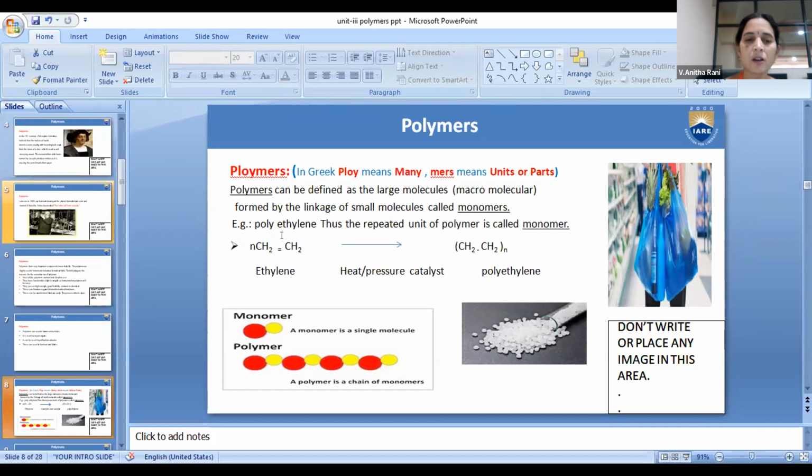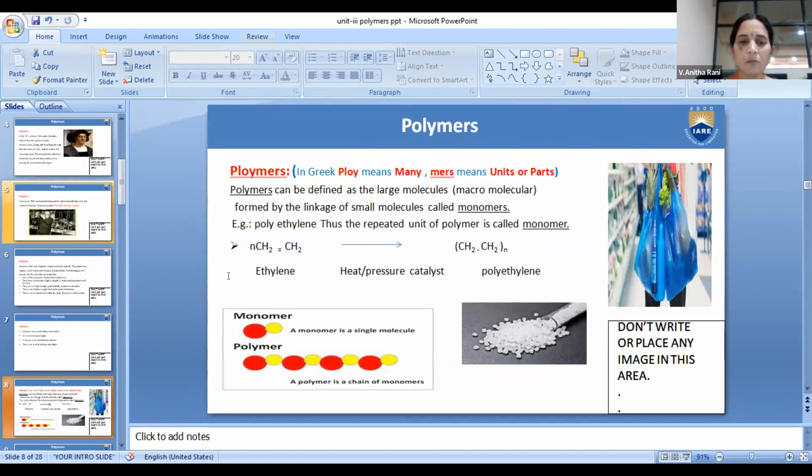An example is polyethylene. Thus the repeating unit of a polymer is the monomer. So what is a polymer? A polymer can be defined as a large molecule formed by linkage of small molecules called monomers.